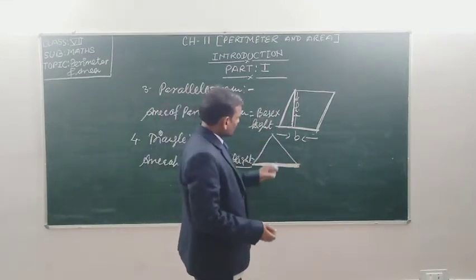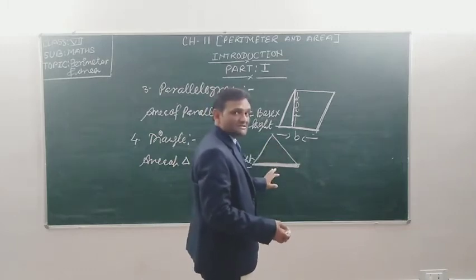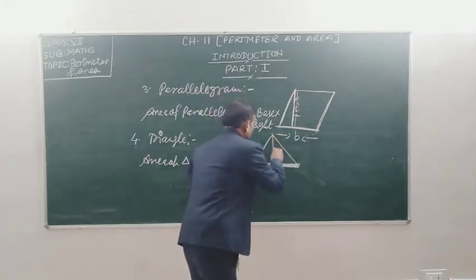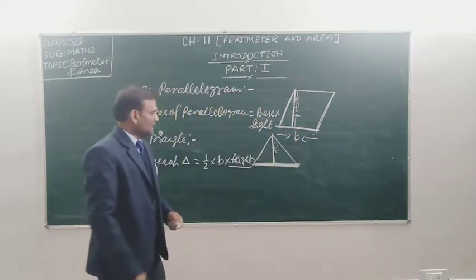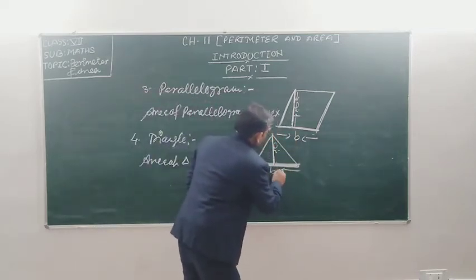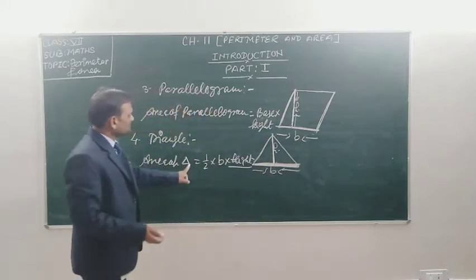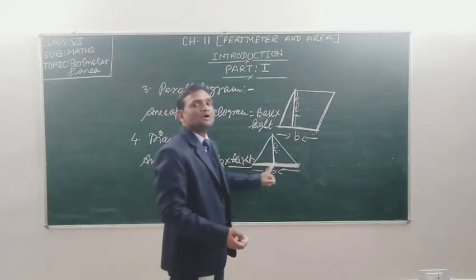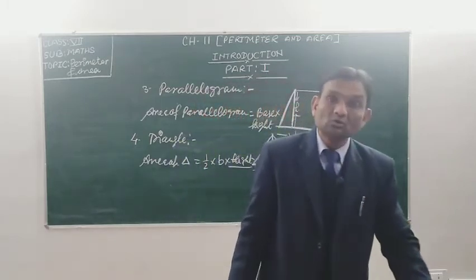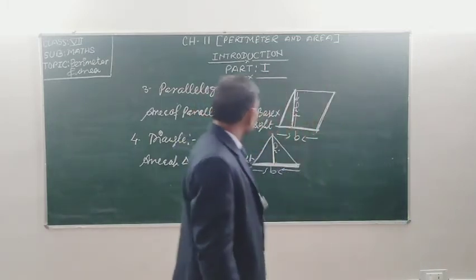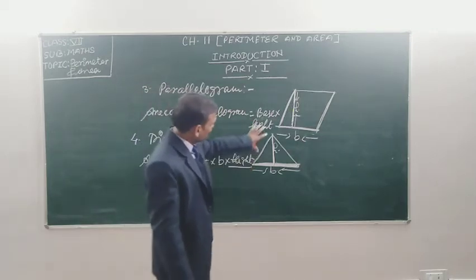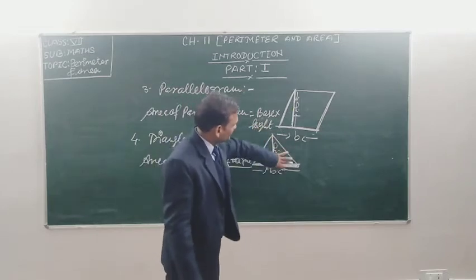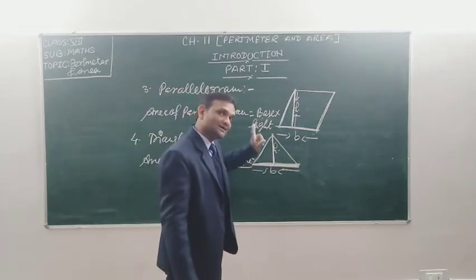So from the opposite vertex of the baseline, we draw a perpendicular line on the base. That is the height of the triangle. This is the height of the triangle, and this is the base of the triangle. So area of the triangle is equal to 1/2 into base into height. And for finding the perimeter, student, you know it is the sum of all sides of the closed figure. So length of this side, length of this side, and length of this side, when you add, you will get the perimeter.